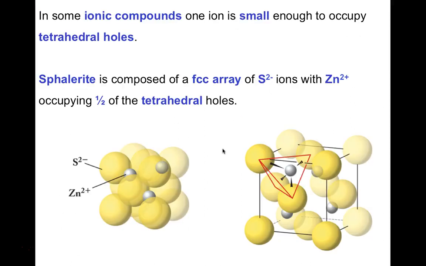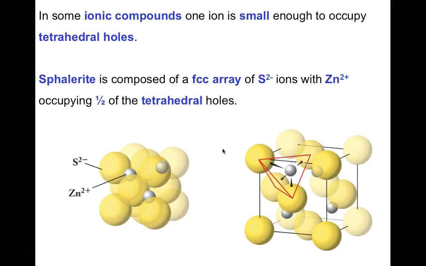In some ionic compounds, one ion is small enough to fit in the tetrahedral holes, and most commonly it's cations that are smaller than anions, not always. One of these structures is what's called the sphalerite structure, which is zinc sulfide. In this structure we have a face-centered cubic array of sulfide ions, and then the little zinc ions occupy 1/2 of the tetrahedral holes.